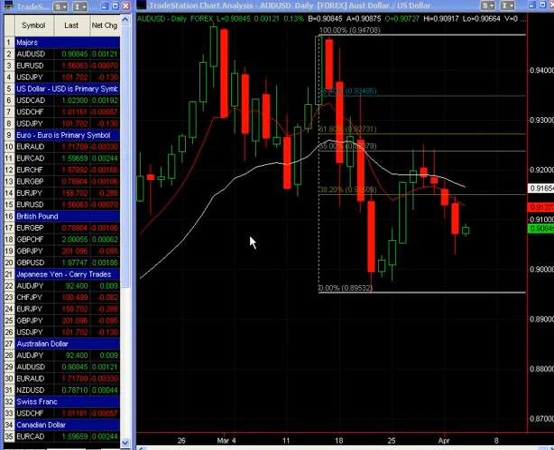Okay, now I want to go over them and demonstrate how pin bars work, how the fakie works, how the inside day works, and how the 55% retracement works with currency pairs. Now, the first one I want to look at is the Aussie dollar. I've got that up on the chart.